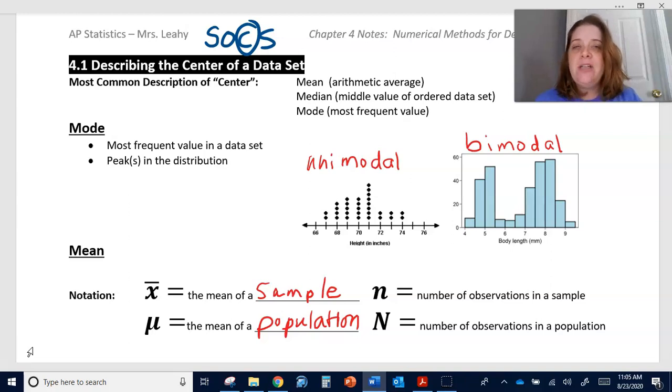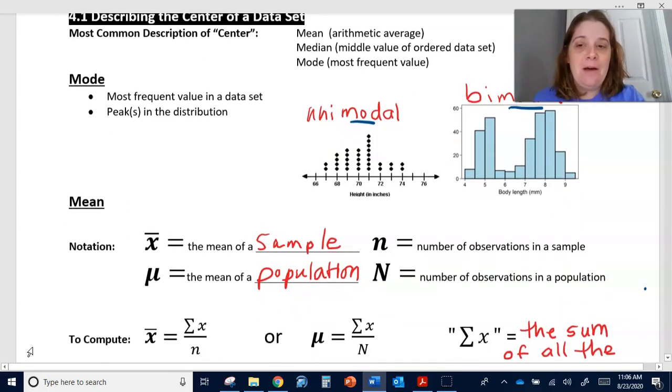Now mode, again, we a lot of times will reference when we're talking about shape because it is the most frequent value in the data set. But for statistics, a mode tends to show up as a peak in the data. So when you have unimodal and bimodal, what we're seeing are values that appear more often than others, and they show up as peaks in your data. When we're talking about mode, a lot of times we're using categorical data. When we talk about the most frequent category or the least frequent category, we're talking about mode. Our other favorite one, besides median, is the mean.